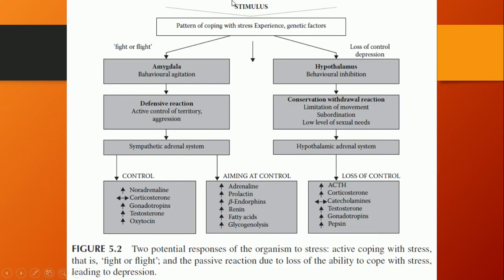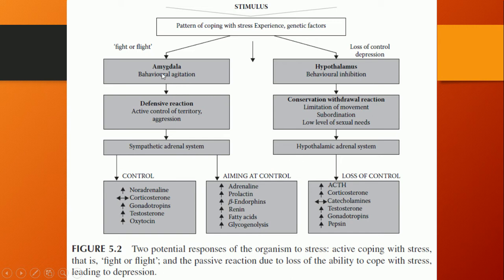So we have the stimulus in the environment, and then we have the pattern of coping with stress experience and genetic factors. So the description of this figure is these are the potential responses of the organism to stress. So active coping with stress, that is the fight or flight reaction, which is on the left side, and the passive reaction due to loss of the ability to cope with stress leading to depression. We have the right side.